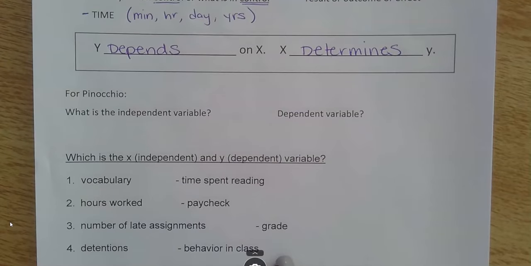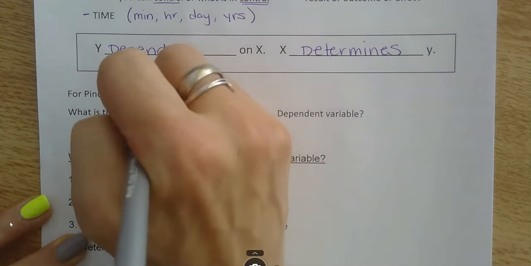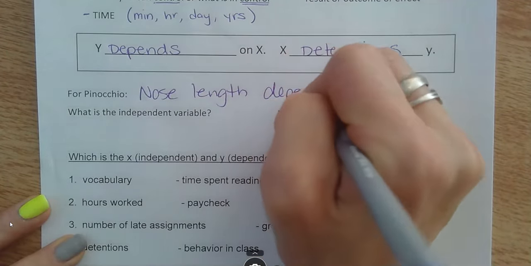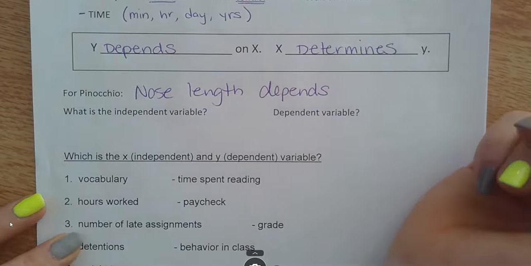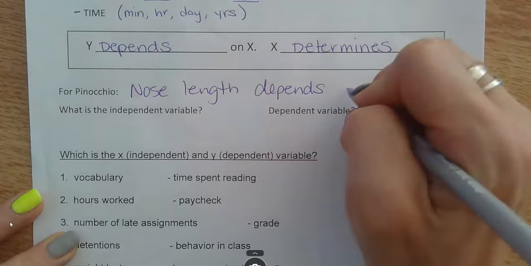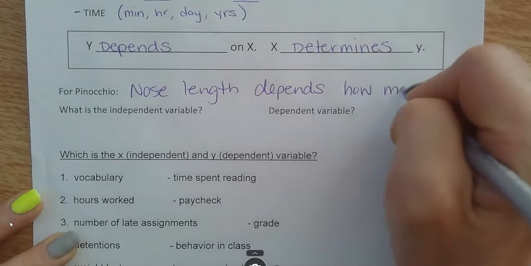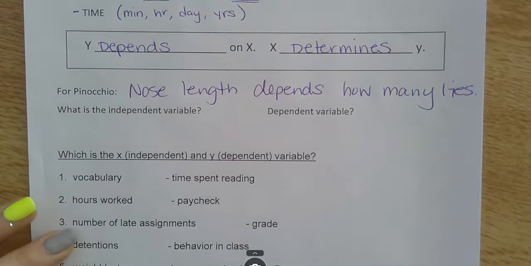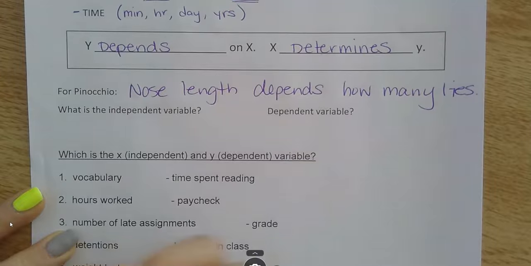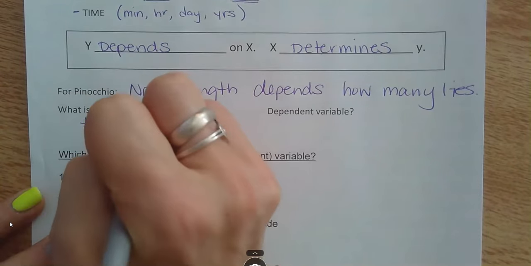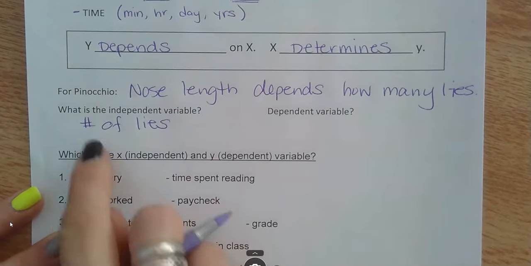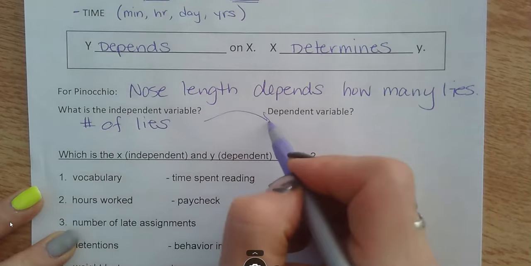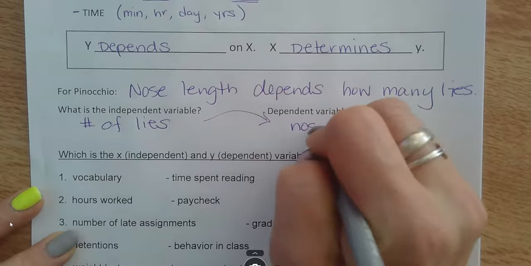For Pinocchio, well, what's the relationship there? His nose length depends on, if we remember the story of Pinocchio, the Disney movie, his nose length depends on how many lies, L-I-E-S, how many lies he tells. So in this case, the independent variable is the number of lies, right? That is the thing in control of the situation. This is the thing that Pinocchio can control. This is the input. The output or the result is his nose length.